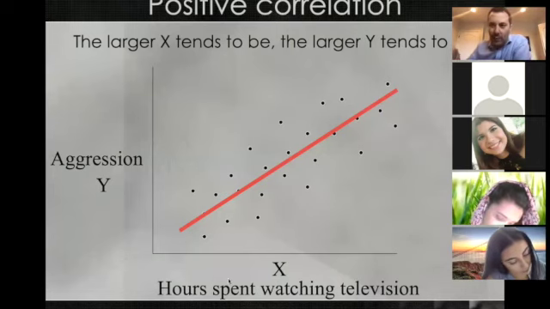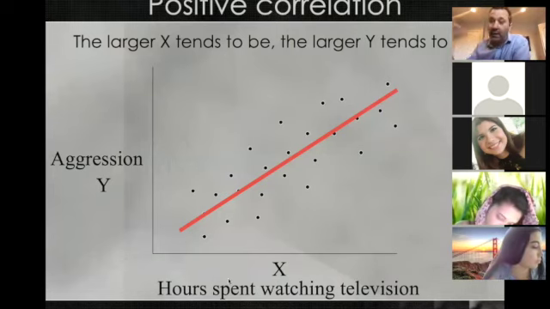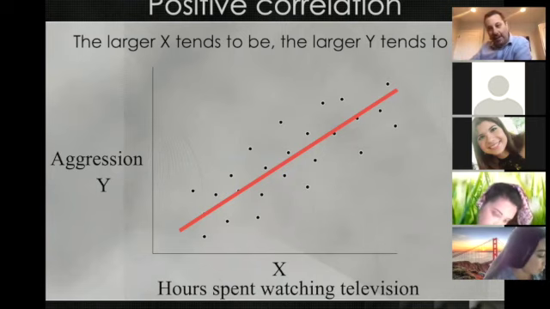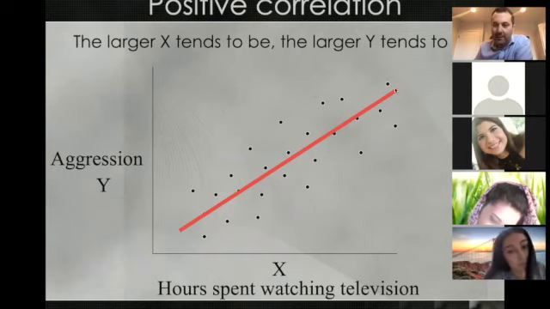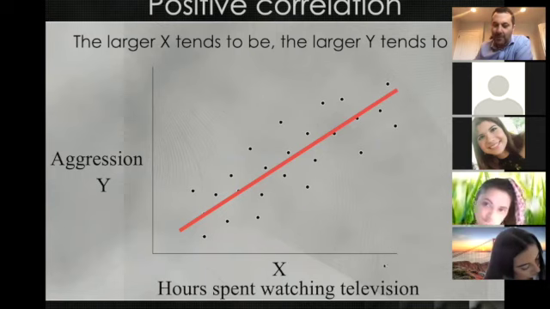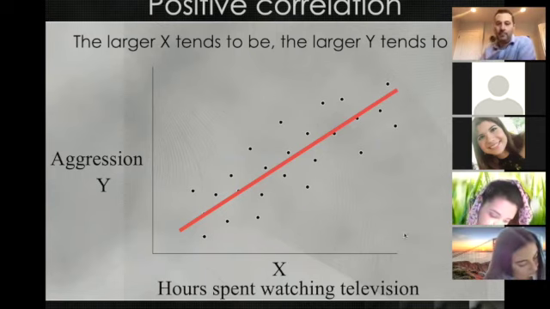And I can do the opposite as well. If all I knew about someone was how aggressive they were, I can use that to predict how many hours they spend watching TV. So if I come across someone who's really aggressive, so they're up here on the y-axis, I can just draw a horizontal line until I hit the best fitting line, and then I go immediately down, and that's my best estimate of how many hours of TV that they watch. Okay, so this is an example of a positive correlation between two variables.